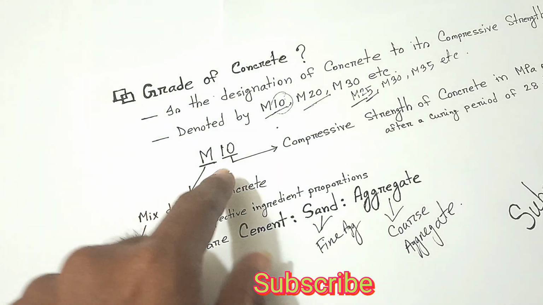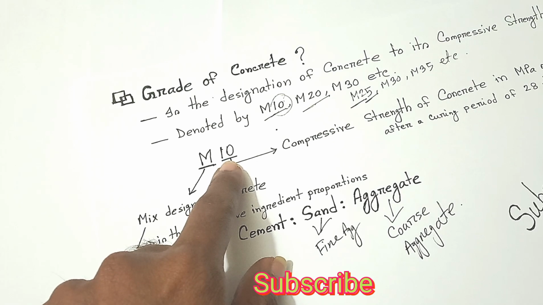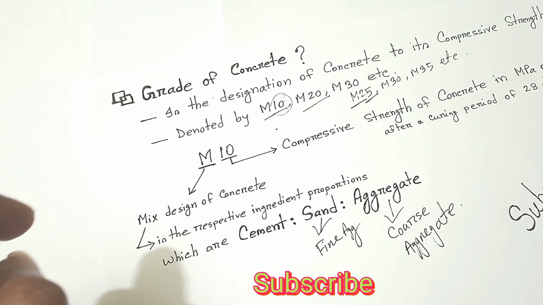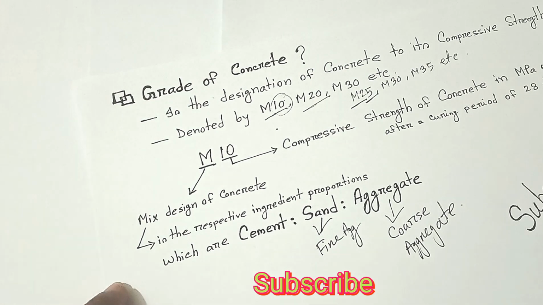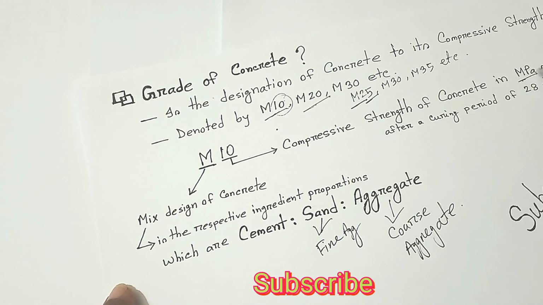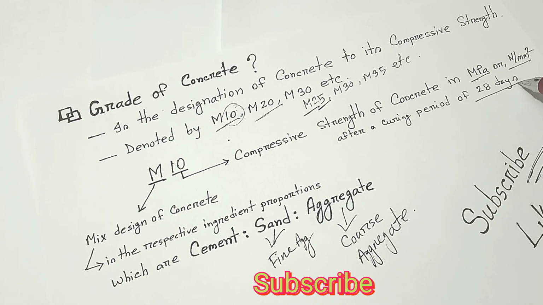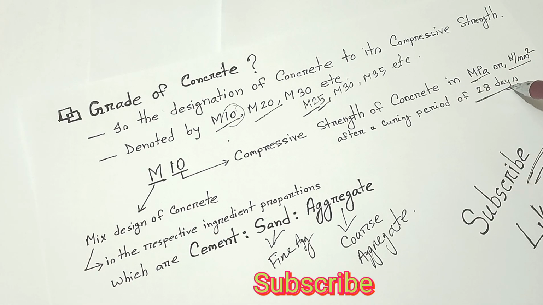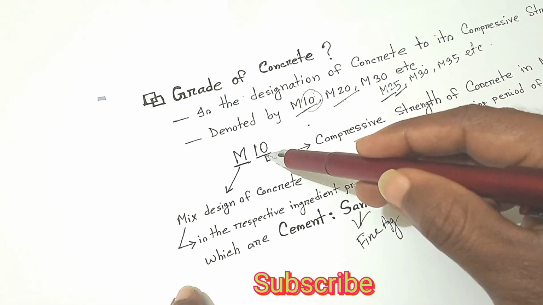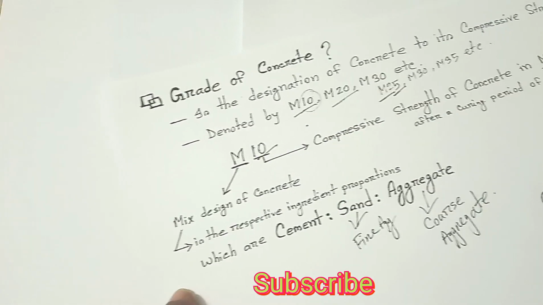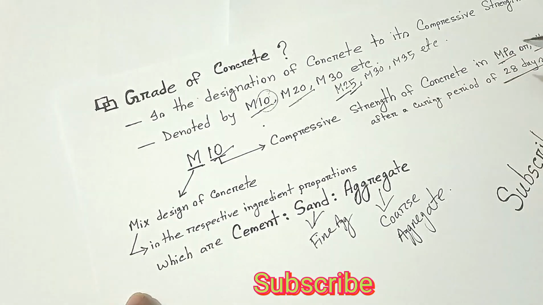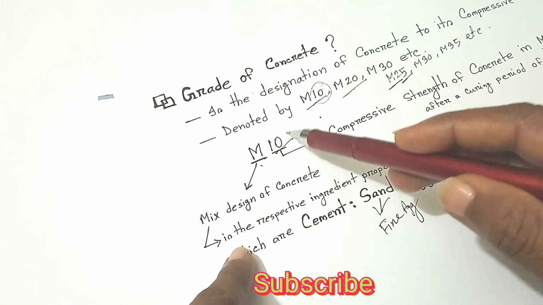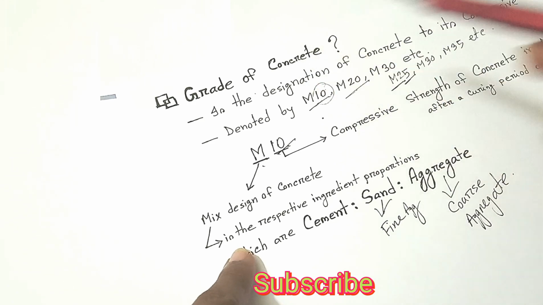So here the number denotes the compressive strength of concrete in megapascal or Newton per millimeter square after a curing period of 28 days. So after the 28 days curing period finishes, we will get 10 Newton per millimeter square compressive strength for M10 grade of concrete.